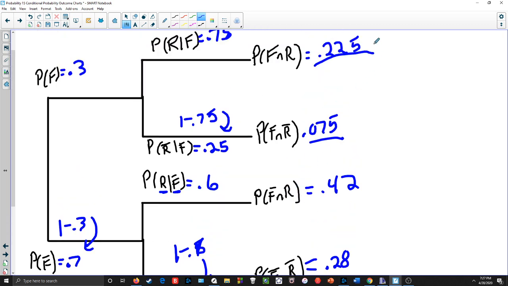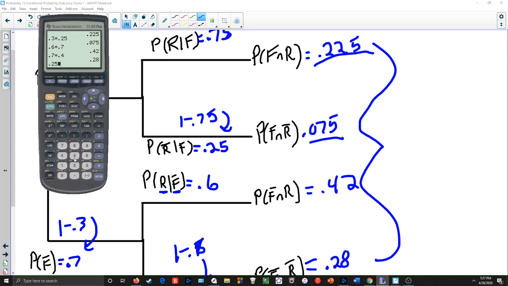And if you notice all of these together here, if we add them all up, just to prove it, 0.225 plus 0.075 plus 0.42 plus 0.28 all adds up to 1, which makes sense because, again, if I pick somebody, these are the only 4 possible outcomes. So they better add up to 1 because they're all my possible situations. And again, by probability, if you add up every possible situation's probability, it should add up to 1 because one of these is going to happen.